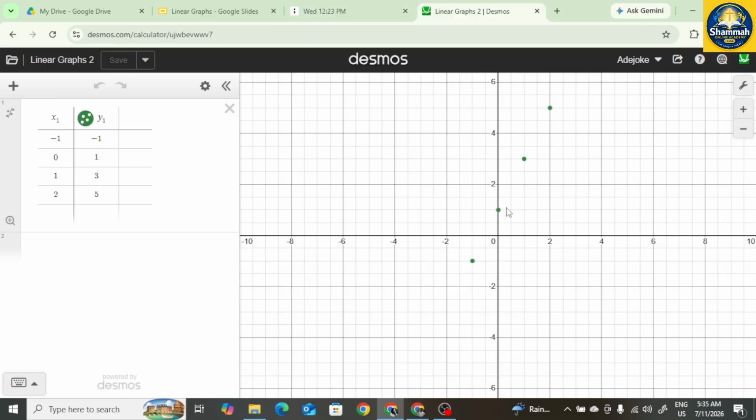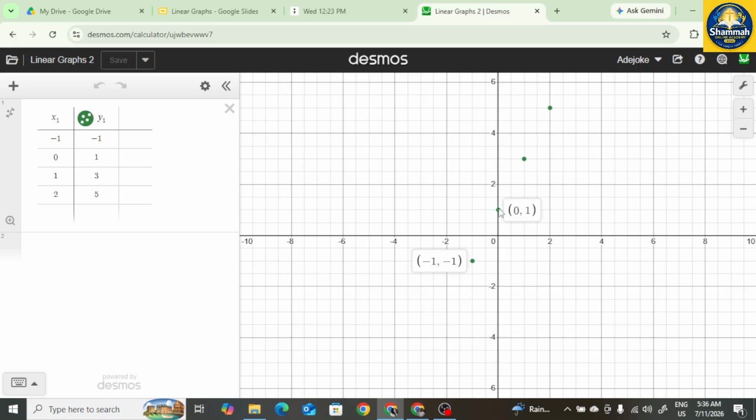As you can see on this graph, the spacing is 0, 2, 4, both on the horizontal axis, which is the x-axis, and the vertical axis, which is the y-axis. Now, let's take a look at how I plotted these points. So here, when x is equal to minus 1, y is equal to minus 1. So I plotted it here, in between 0 and minus 2.